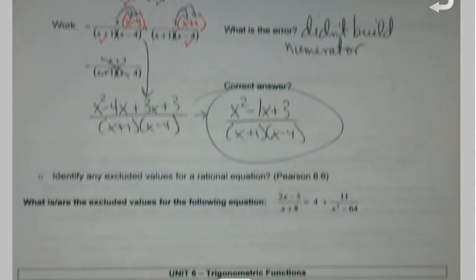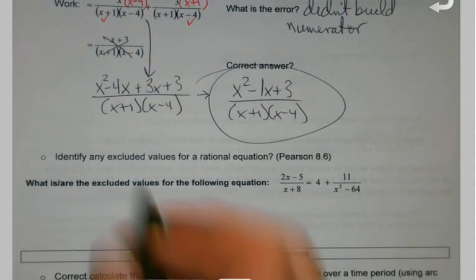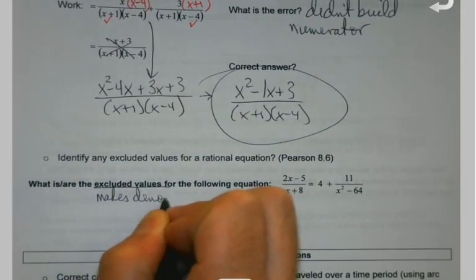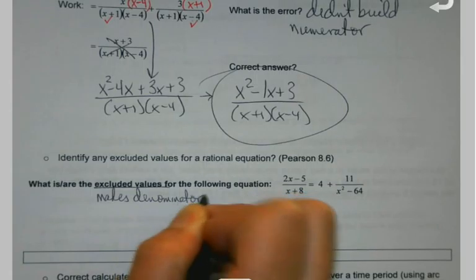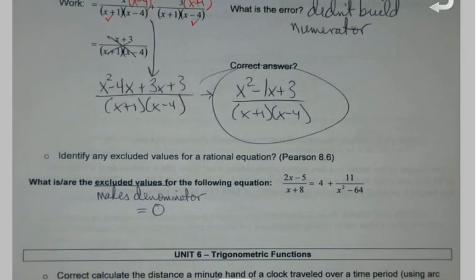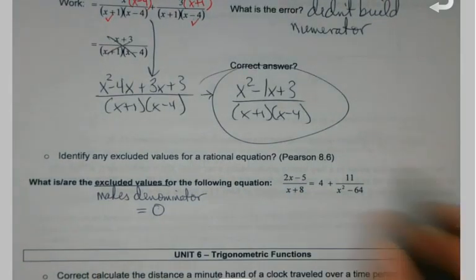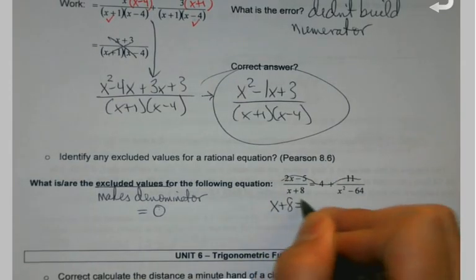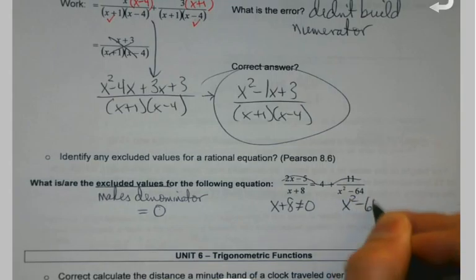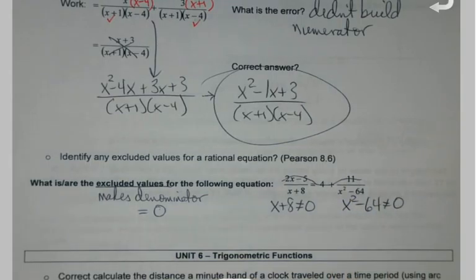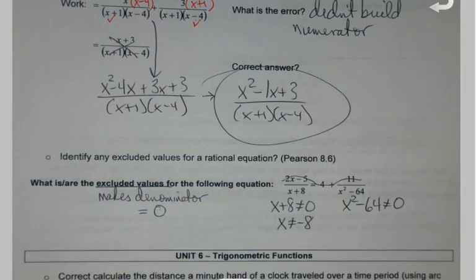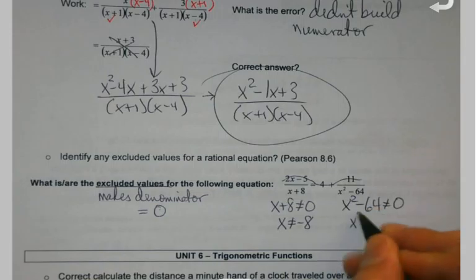So as we move up a little bit here, okay? What are the excluded values? Makes denominator equal 0. Because I can't divide by 0, it's undefined. So again, I don't care about anything that's up here in the top. I'm just looking at these guys. And I want to make sure that they do not equal 0. But I solve them like an equation otherwise. Minus the 8 over. X cannot be negative 8. We're here. I'll add the 64 over.